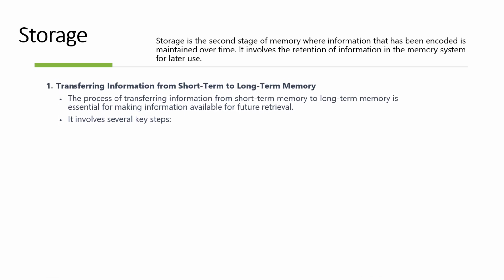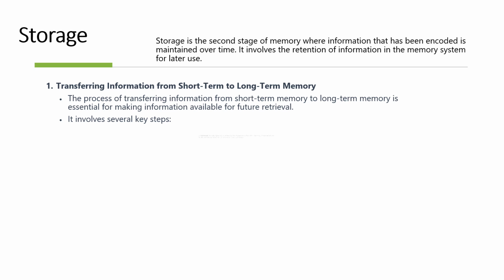We have storage. Storage is the second stage of memory, where information that has been encoded is maintained over time. It involves retaining information in the memory system for later use. Transferring information from short-term to long-term memory is essential for making information available for future retrieval. It involves several key steps.